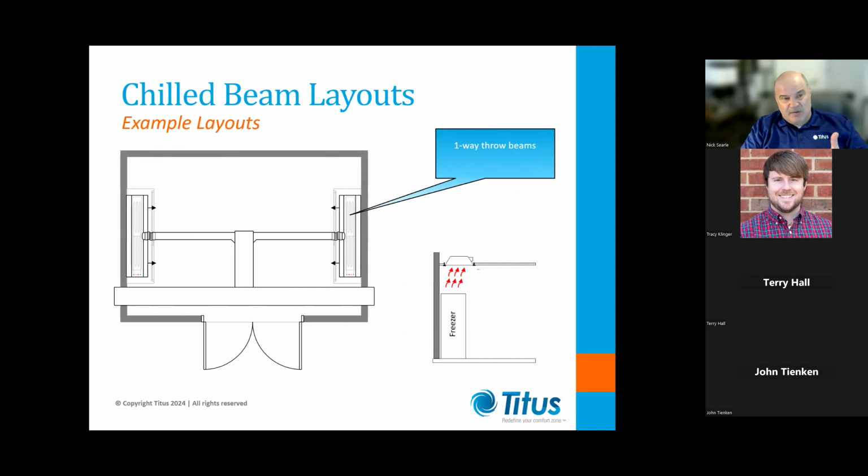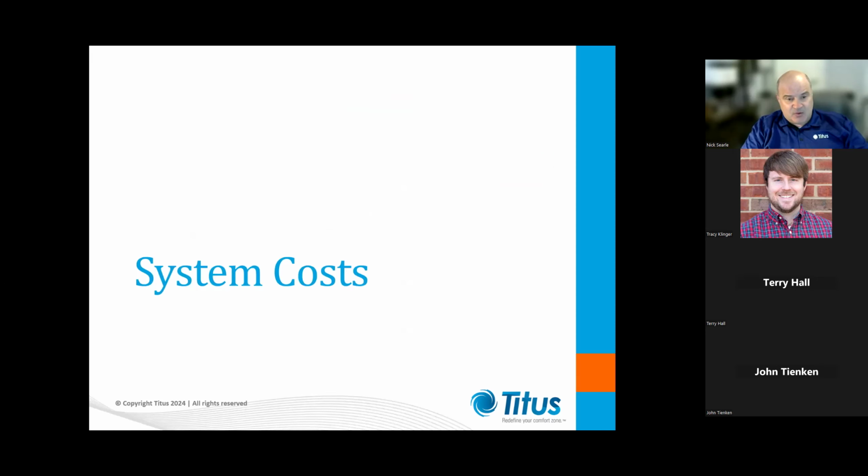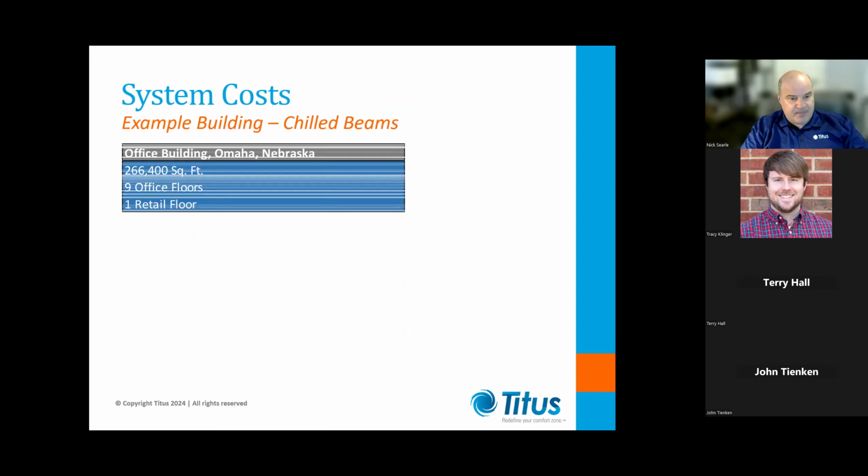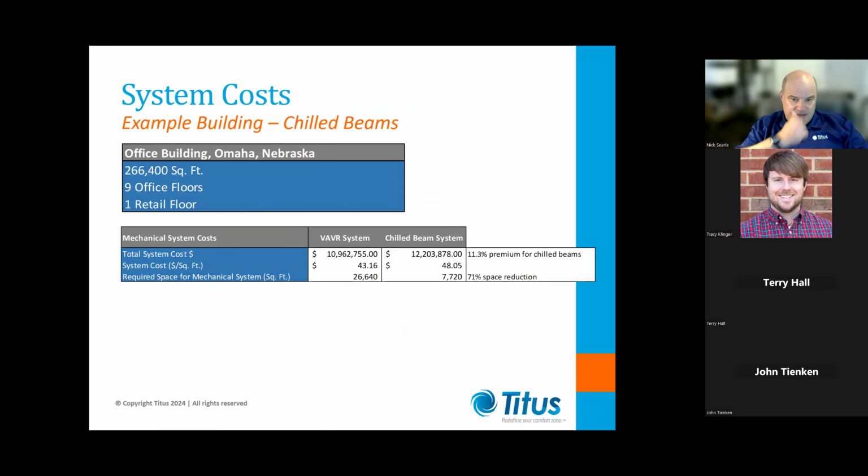Placing chill beams over the freezers in a laboratory, the freezers generate the heat. So if you put the induction coil and the cooling coil directly above the freezer, you're going to capture that heat directly. So that's also a good thing to consider.